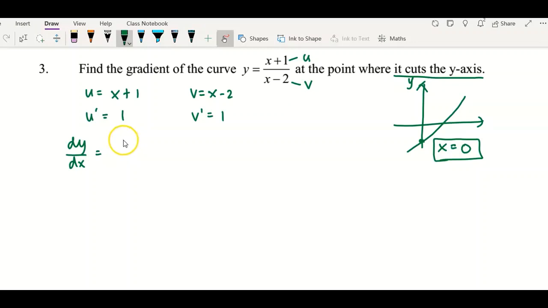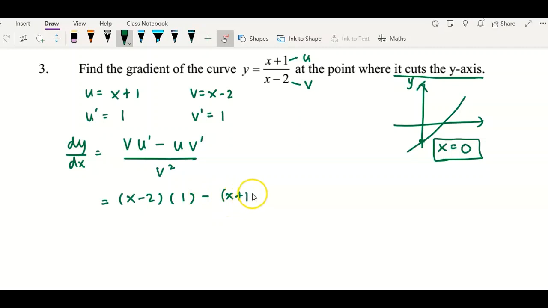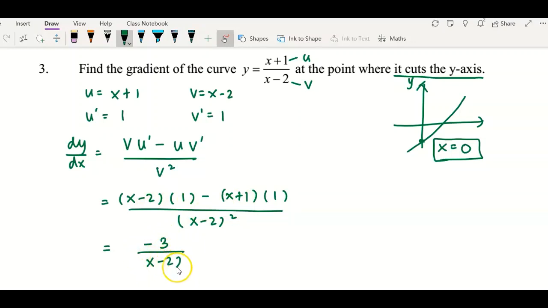Let us have v first, and then multiply by u prime, minus u multiplied by v prime, over v squared. I have my v as x minus 2, multiplied by u prime 1, minus u, that will be x plus 1, and v prime also equivalent to 1, over v squared. Simplify it, you will get x minus 2 minus x, that will be x minus x, that will be 0. Negative 2 minus 1, you will get negative 3 over x minus 2 squared. So this is your dy dx.